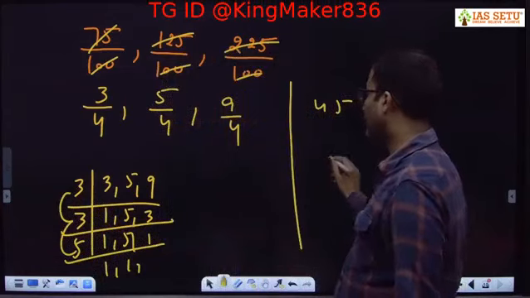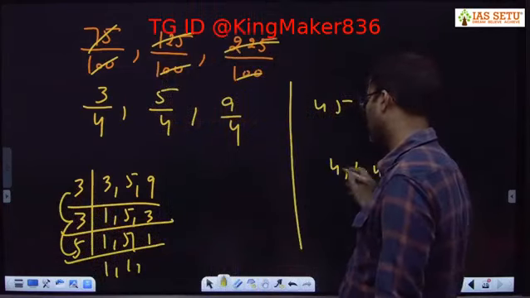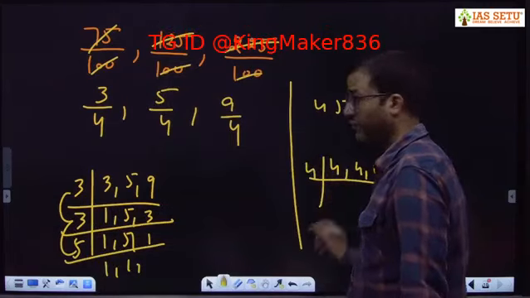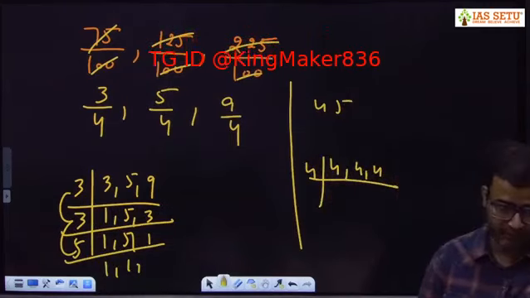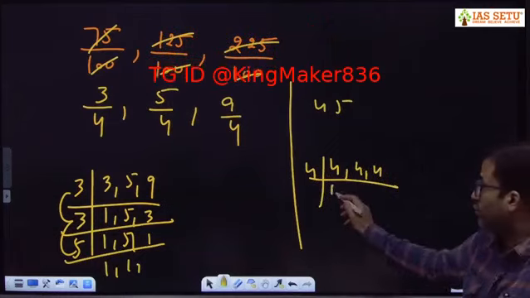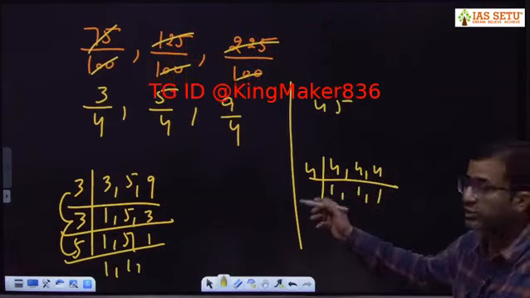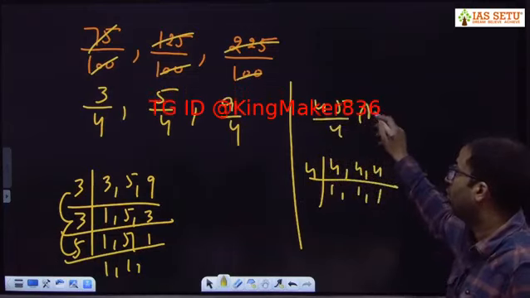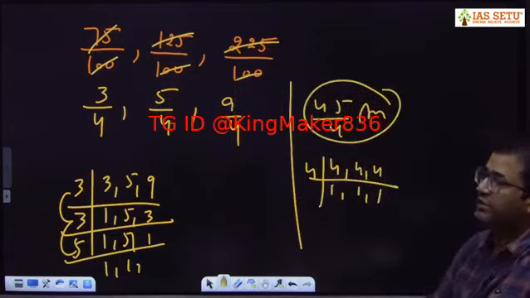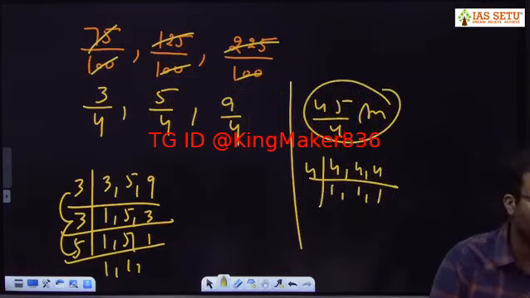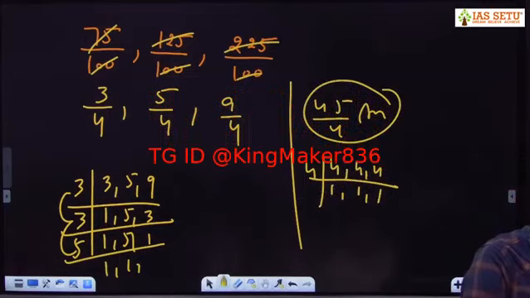Now what is the HCF of 4, 4, 4? 4 only. The HCF should be common from all the numbers. We have 4 common. So 1, 1, 1. If 4 is common, your HCF is 4. So our answer is 45 upon 4. Your LCM of the given numerators is 45.